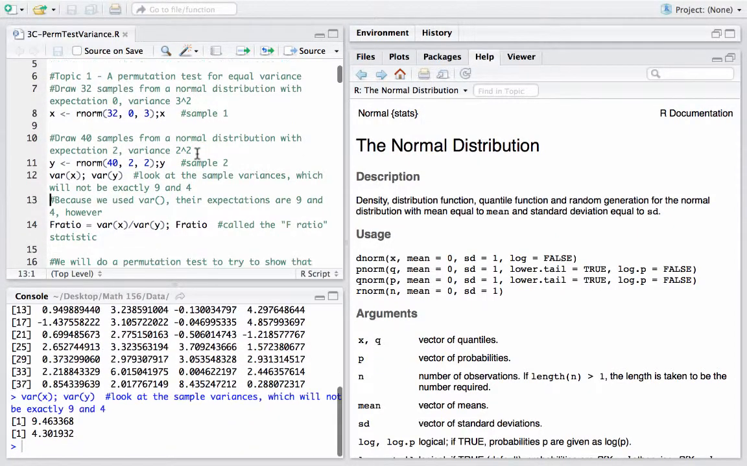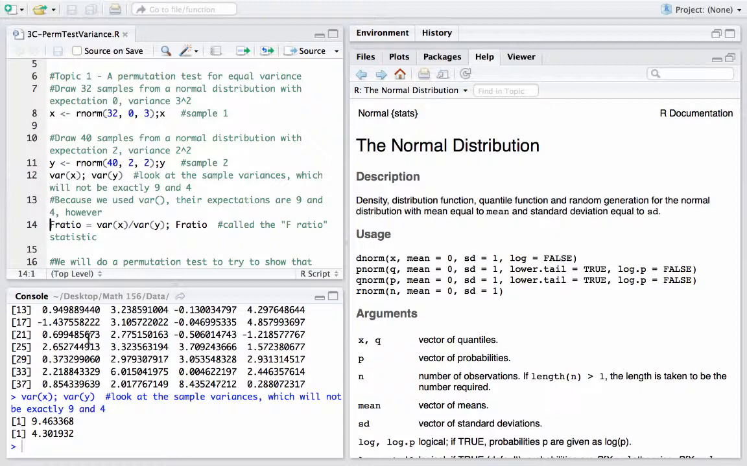Let's take a look at the two sample variances. You see we got pretty close to 9 and 4, but not exactly 9 and 4, and that's because these are statistics. They're sample variances, and they themselves have variance, so there's some amount of deviation from the center that we expect each of these to have. So we're off by 0.4 here and 0.3 here.